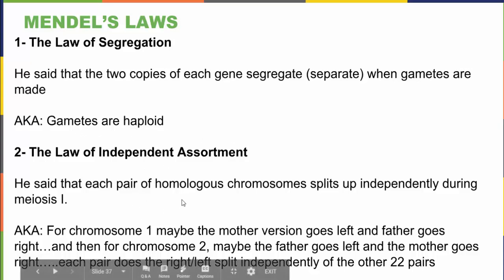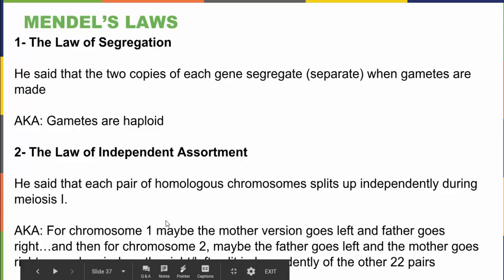Mendel's other law, the law of independent assortment, is that the pairs of homologous chromosomes split up independently in meiosis 1. So in class I had talked about this, where I had said, maybe the blue one goes to the left, maybe the red one goes to the right, and that for each pair they decide that. It's like they get together and flip a coin and say, do you want to go left, do you want to go right? So for each pair of homologous chromosomes, they split up independently.